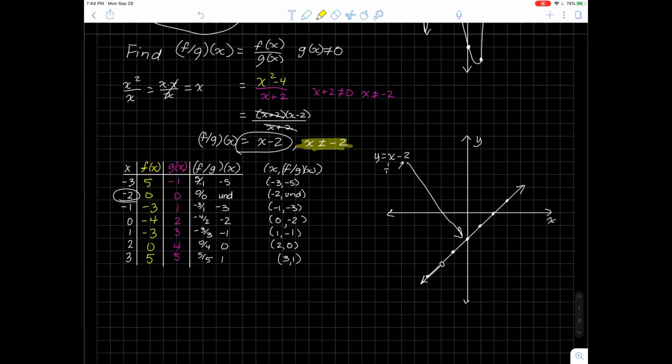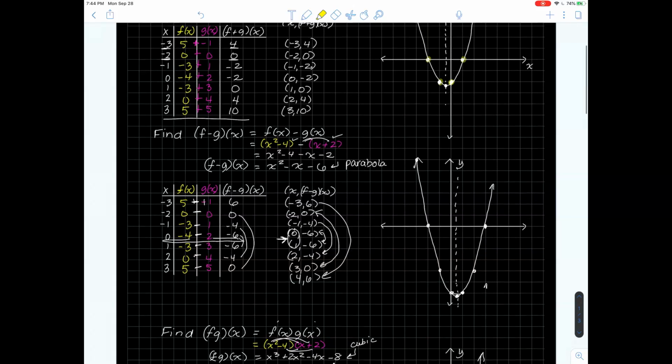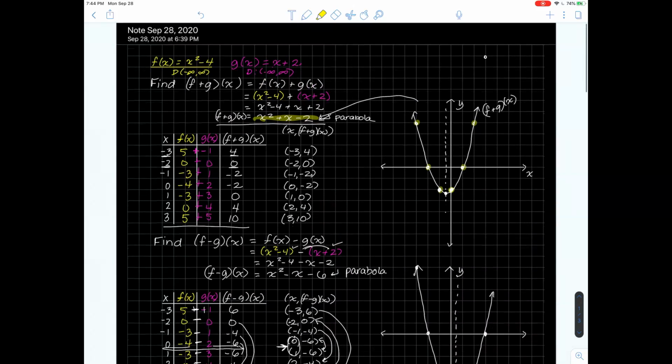All right, and so that's just a review or just a combination of adding, subtracting, multiplying, and dividing functions algebraically, and then looking at it analytically on a table of values, and then graphing the corresponding points that we found in our table of values so that we can see graphically how to add, subtract, multiply and divide functions.